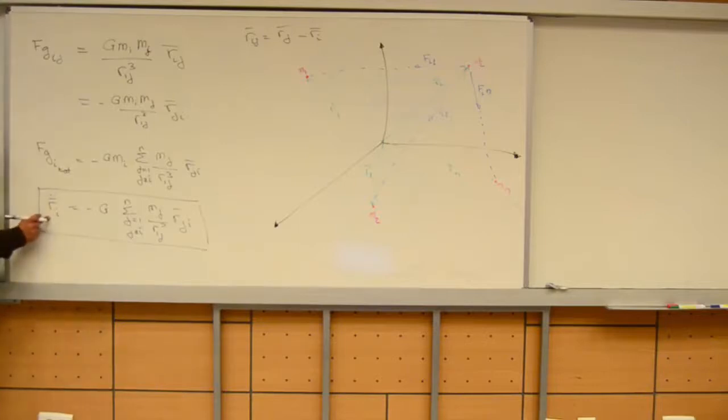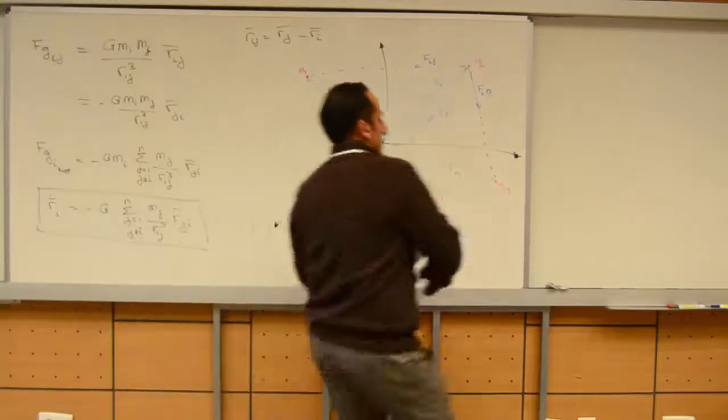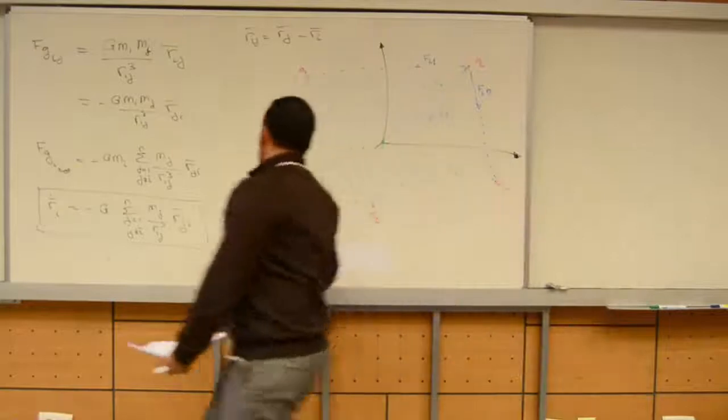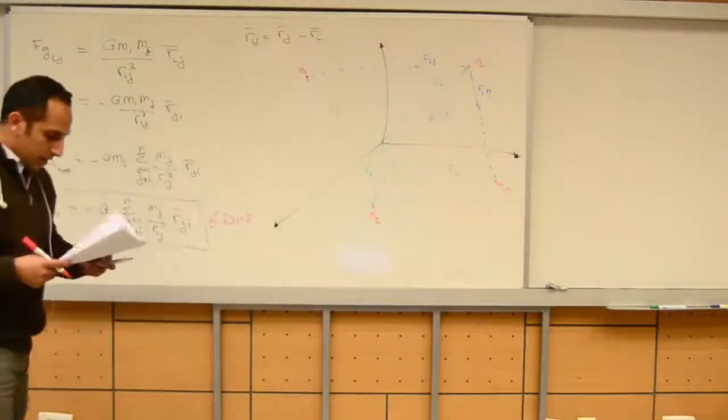How many degrees of freedom does this system have? It has 6 degrees of freedom, right? I have a second order differential equation. I have 3 degrees of freedom in position and 3 degrees of freedom in velocity. So I have here 6 degrees of freedom.